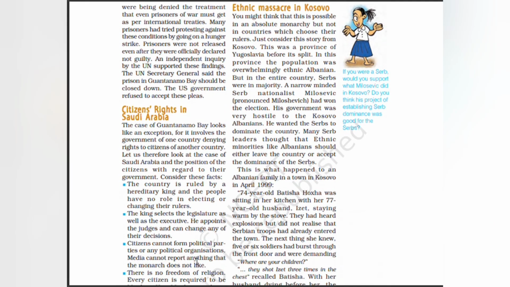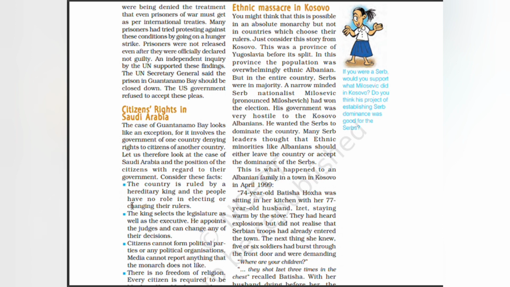Citizen rights in Saudi Arabia. The case of Guantanamo Bay looks like an exception, for it involves the government of one country denying rights to citizens of another country. Let us therefore look at the case of Saudi Arabia and the position of the citizens with regard to their government.